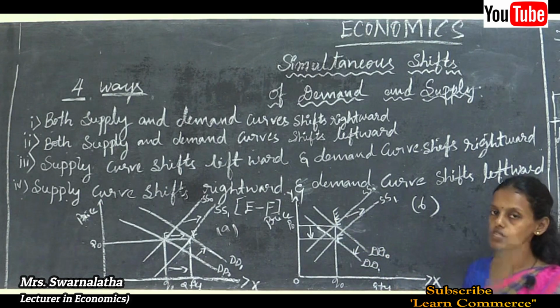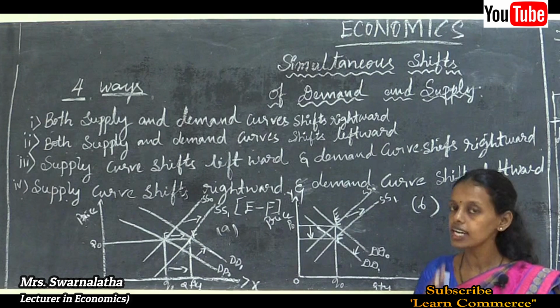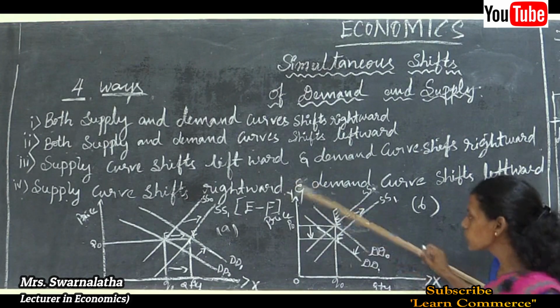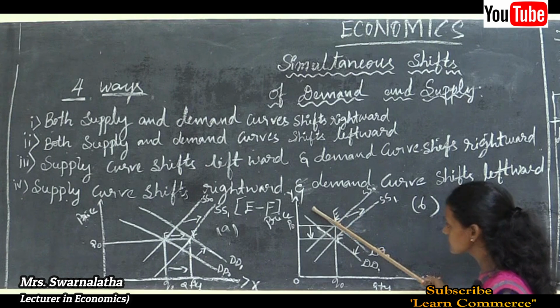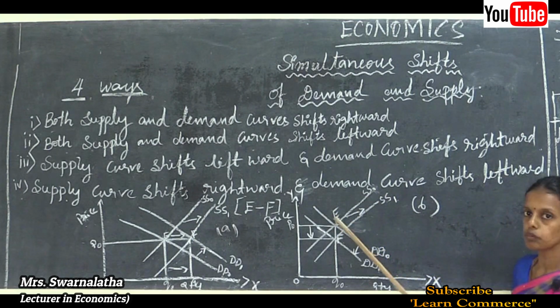Equilibrium occurs only when the quantity demanded intersects the quantity supplied. QD is equal to QS, that is SS0 intersects the DD0 curve at point E.